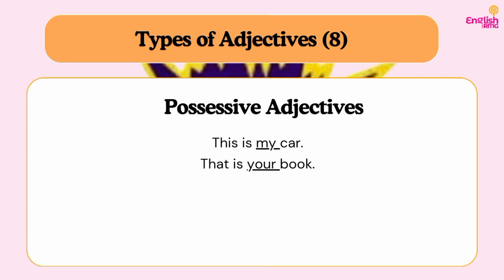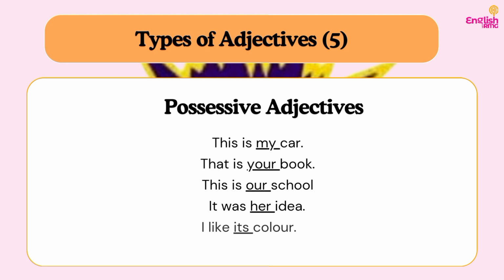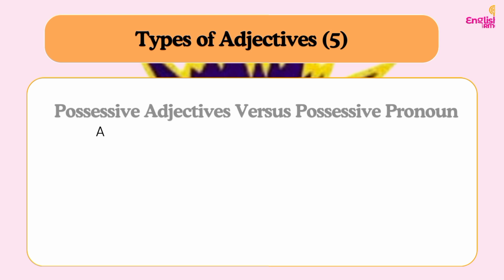Do you understand? That is your book. Your is another possessive adjective showing that the book is yours. This is our school. Our there is also showing possession for school. Do you understand? It was our idea. Our is also showing possession here. And we could also have, I like its color. It is also showing possession.